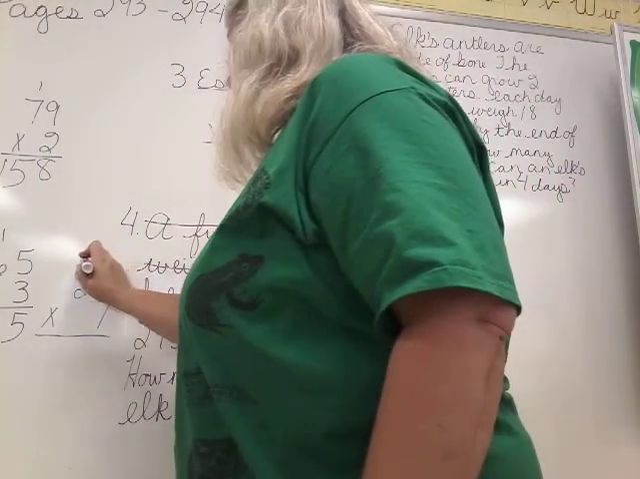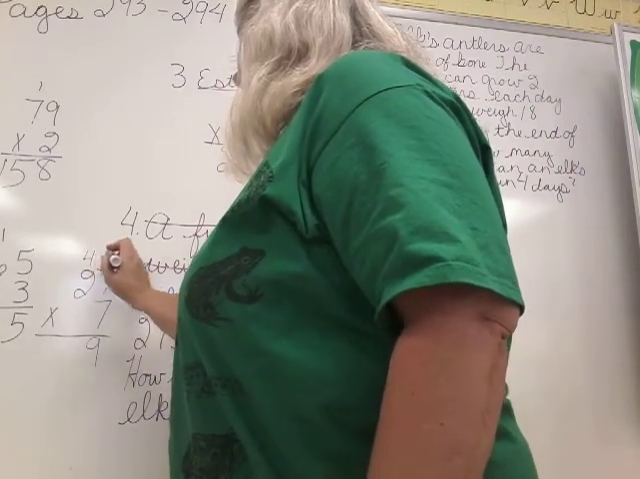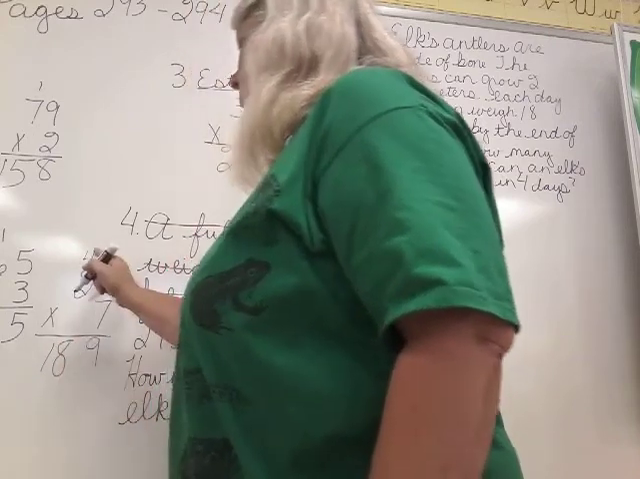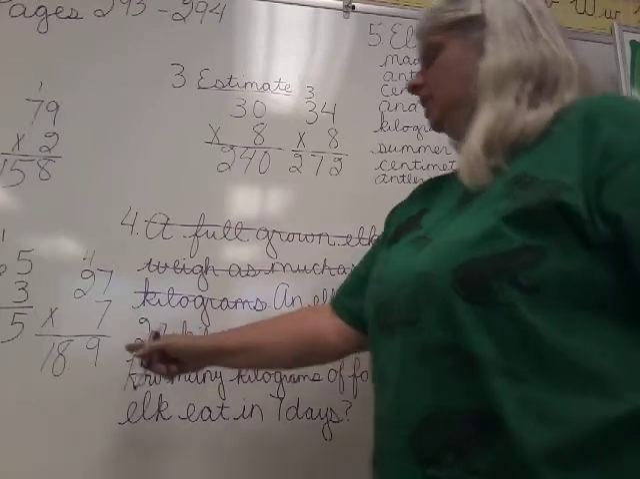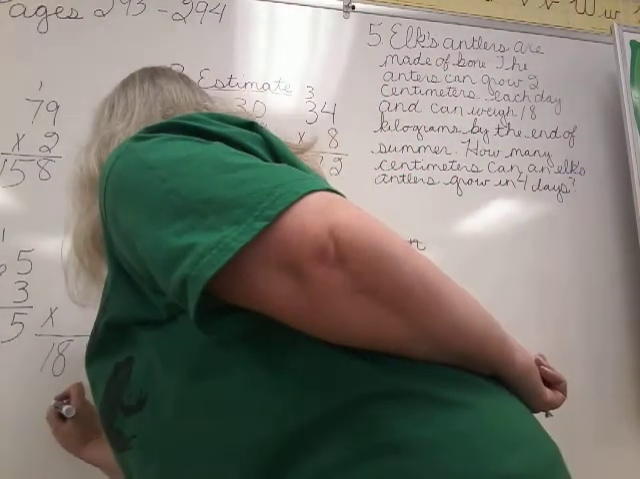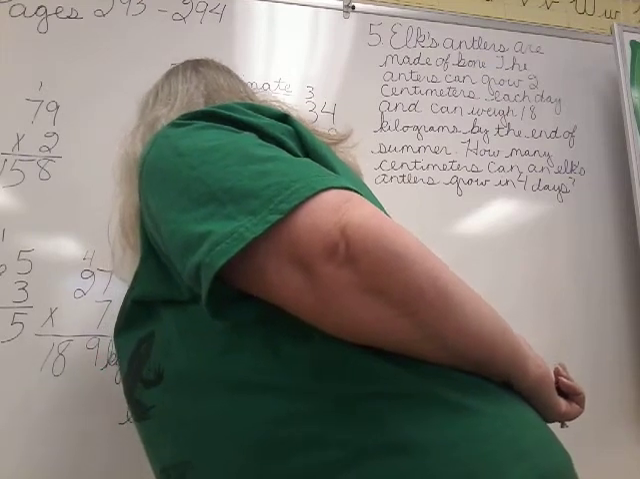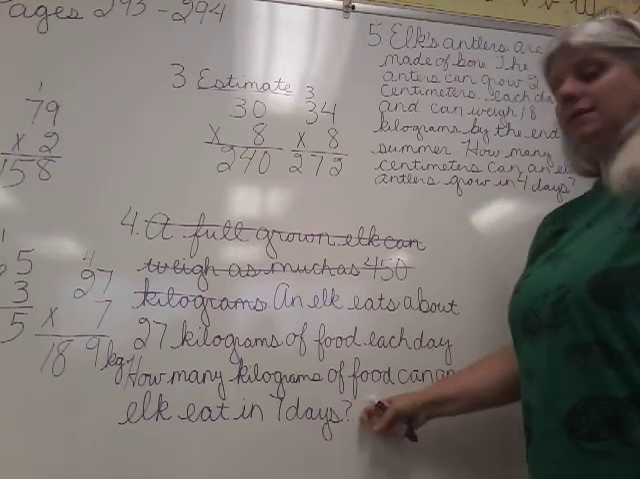7 times 7 is 49. 7 times 2 is 14, 15, 16, 17, and 18, because remember, we add what we carry. Yes? All right, so he can eat 189 kilograms in 7 days, in a week.